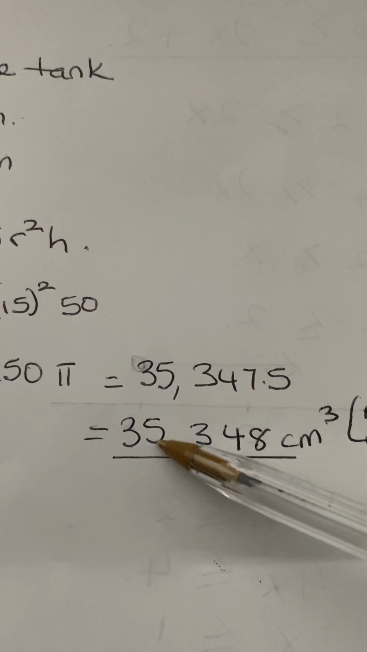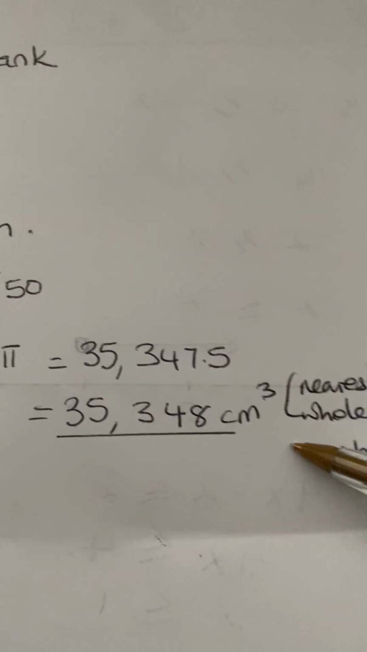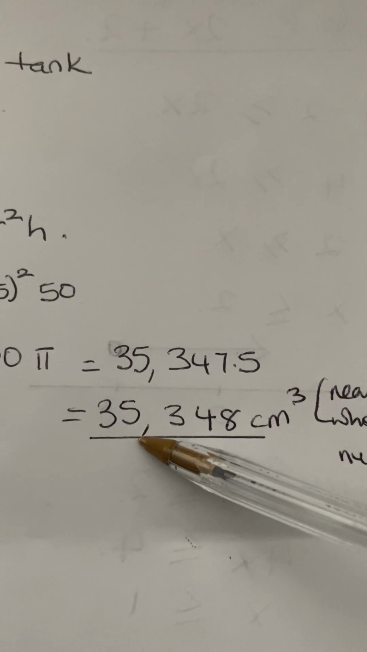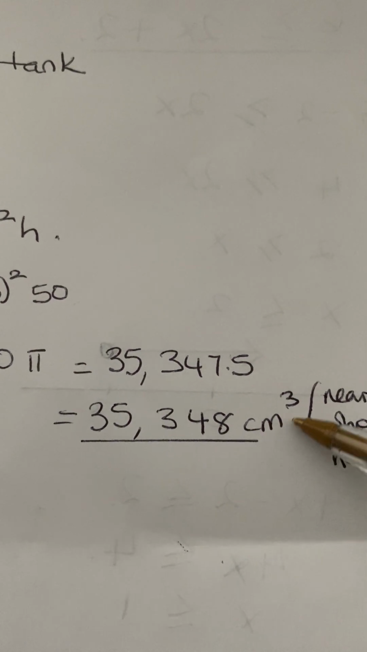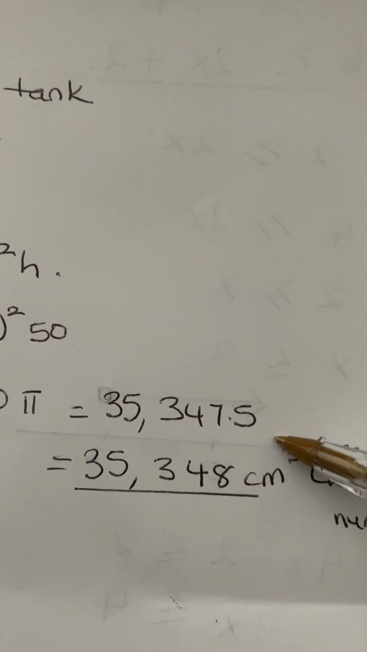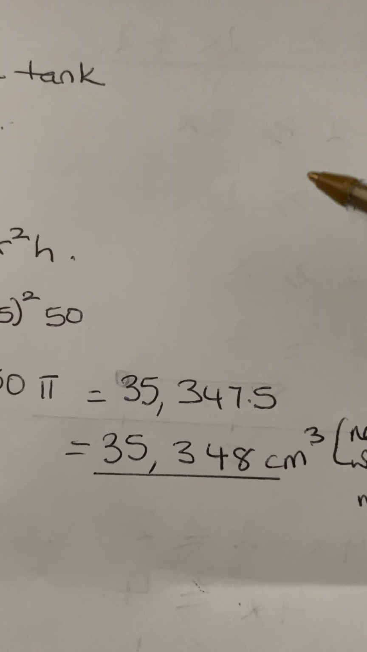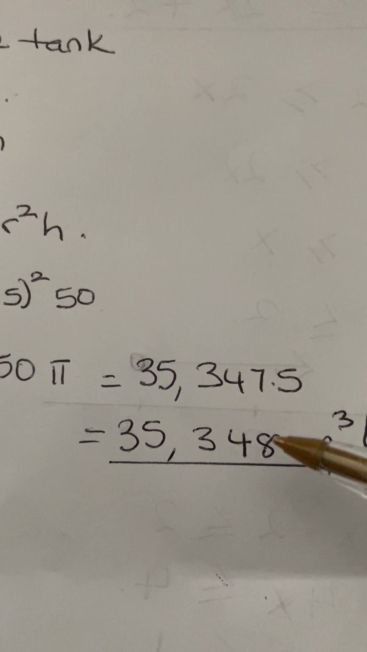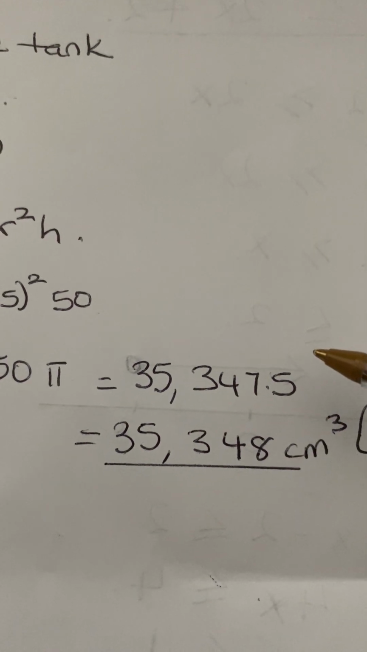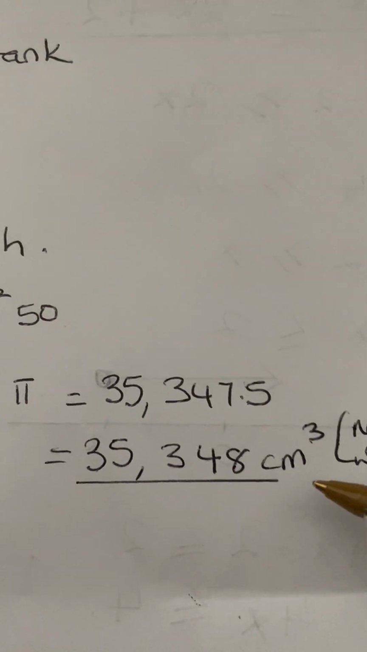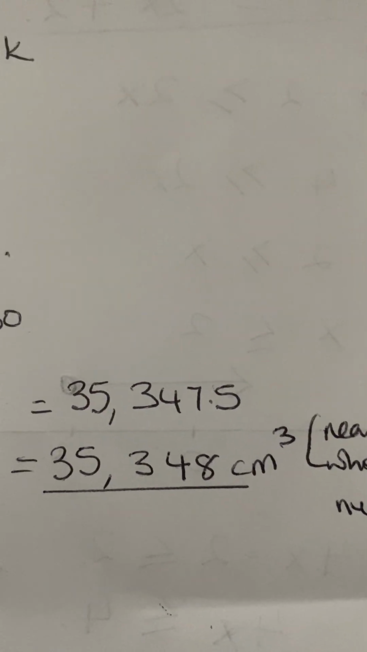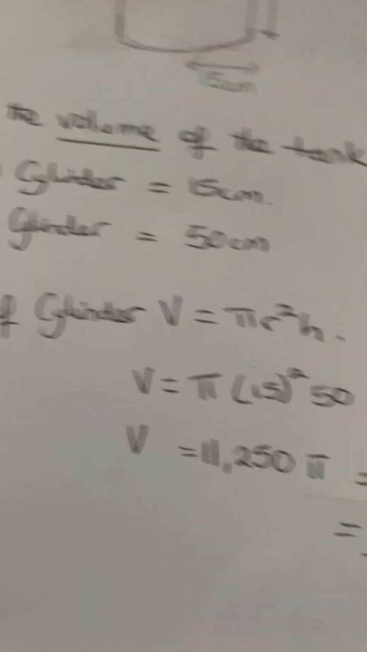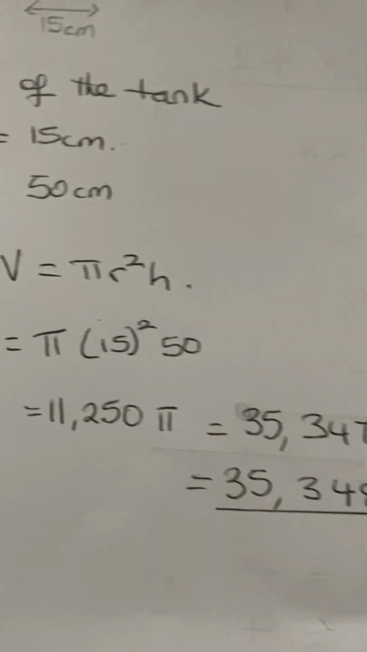If you do it to the nearest whole number, you get 35348 centimeters cubed. Remember your units. The radius and the height were given in centimeters, so the volume will be centimeters cubed, to the nearest whole number. That is the first part of the question.